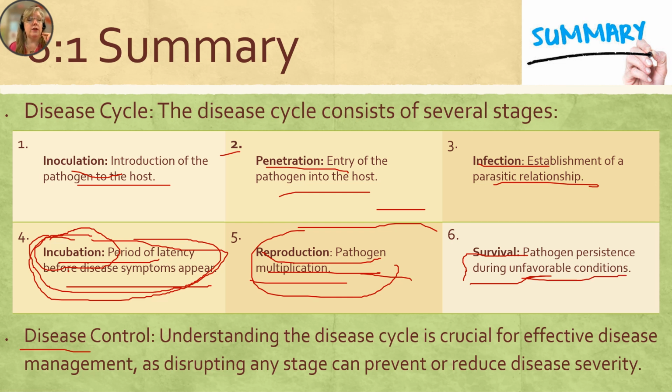So with disease control, understanding the disease cycle is crucial for effective disease management, because disrupting any stage of this can prevent or reduce severity. So understanding how the disease cycle works and knowing where to break it up means we can keep our plants healthier. All right, and I'm going to stop the video here, and I'm going to do 8.2 separately.